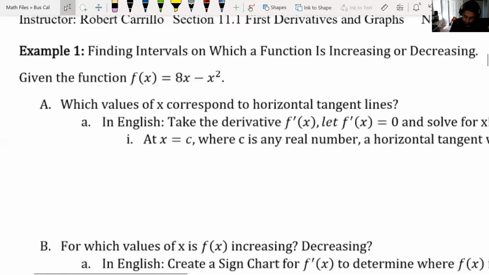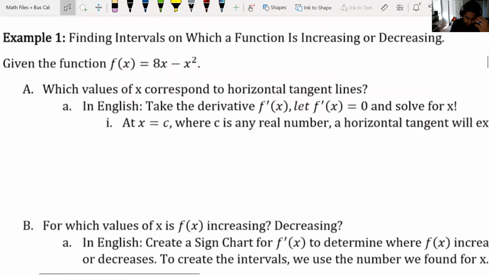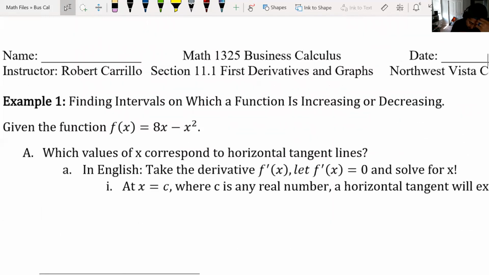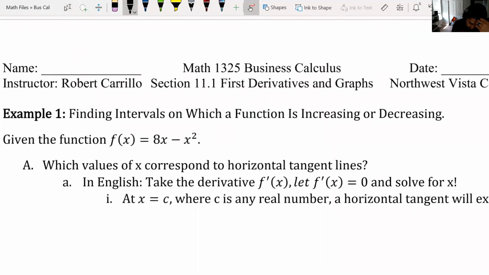Okay. Right here in A. I think I'm writing in blue, whatever.